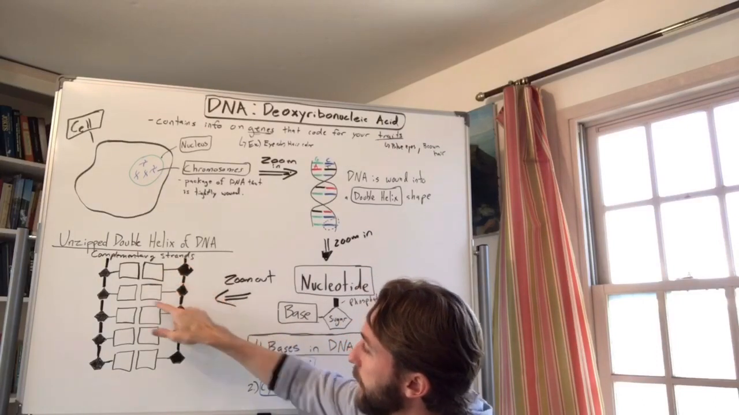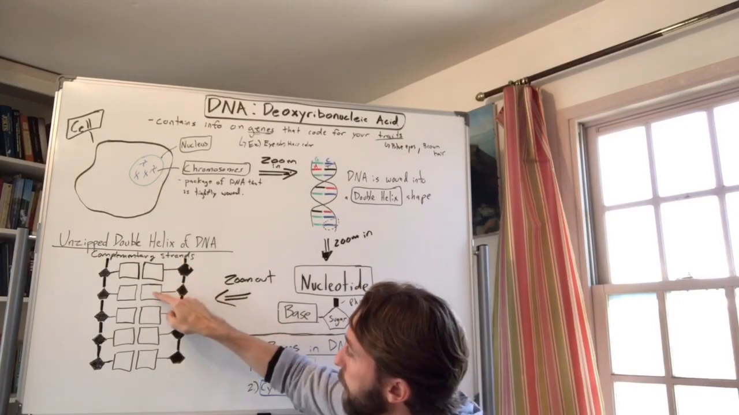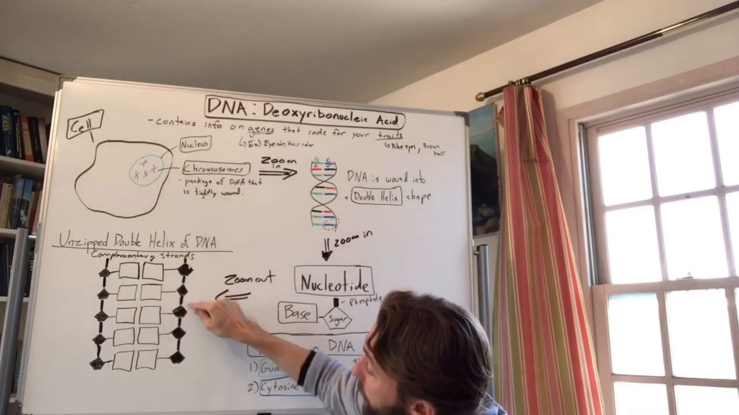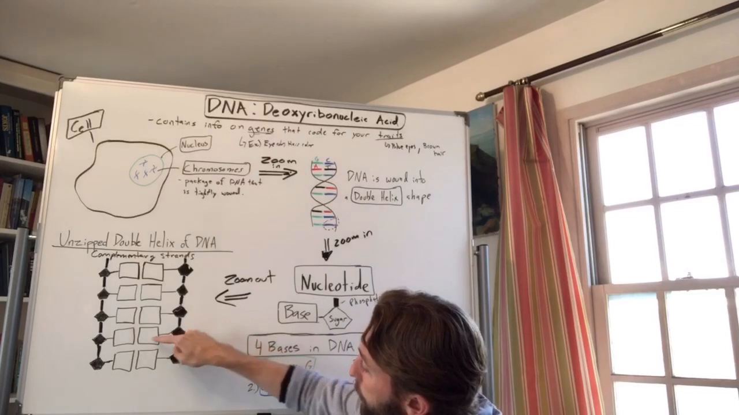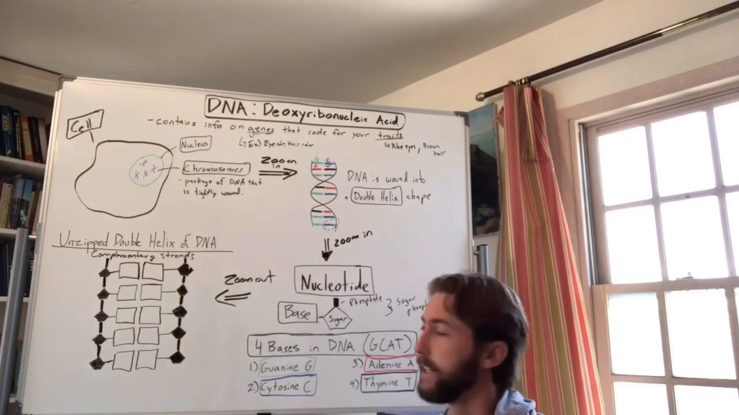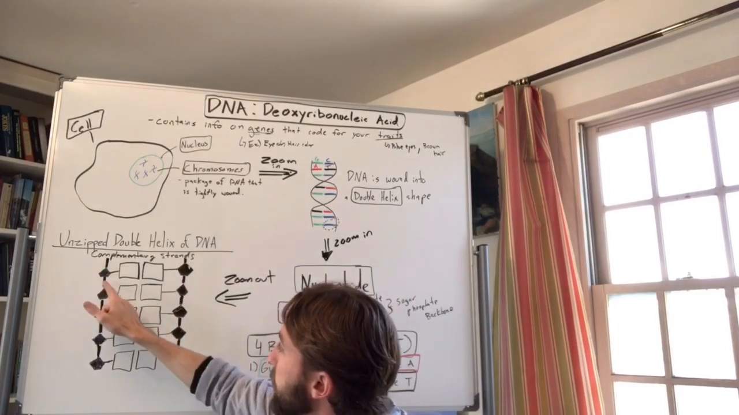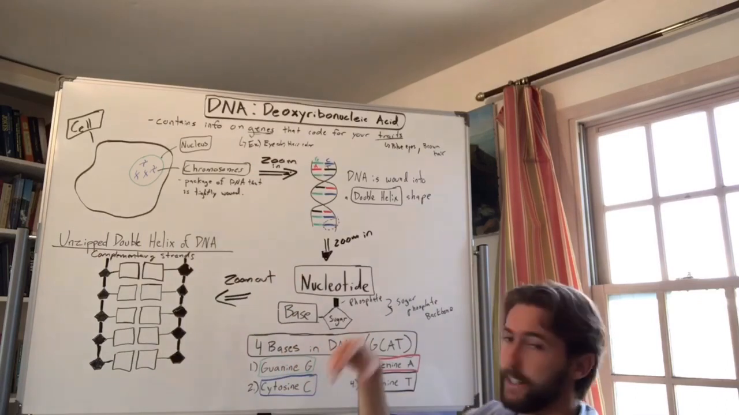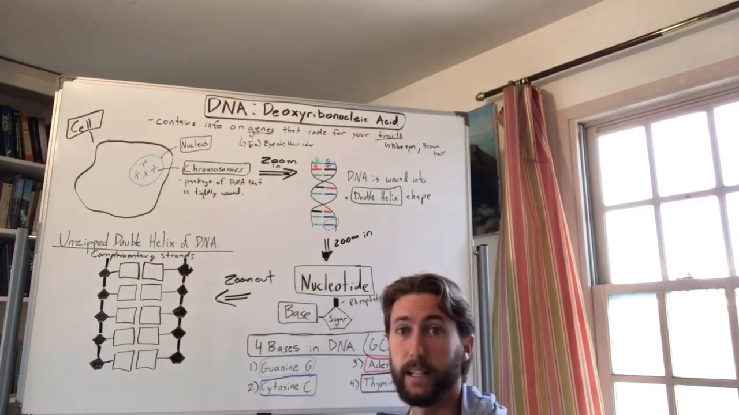And look, here's another Lego block. We got a phosphate, a sugar, and a base. Here's another nucleotide. Now we stack another one. Phosphate, sugar, base, phosphate, sugar, base, phosphate, sugar, base. That makes one strand of DNA. Now on this side, phosphate, sugar, base, phosphate, sugar, base, phosphate, sugar, base, phosphate, sugar, base. We're stacking those nucleotides, those Lego blocks, to make up each strand of DNA.